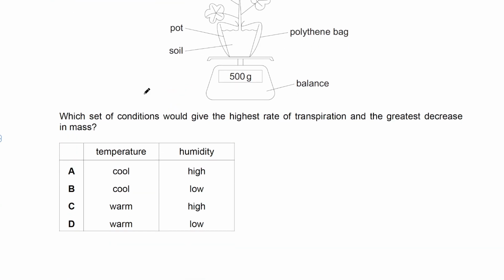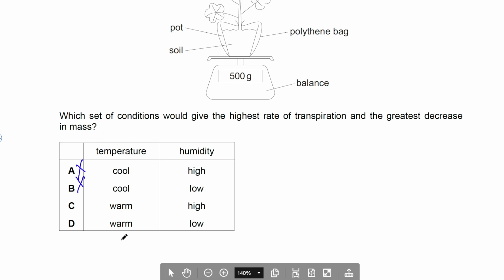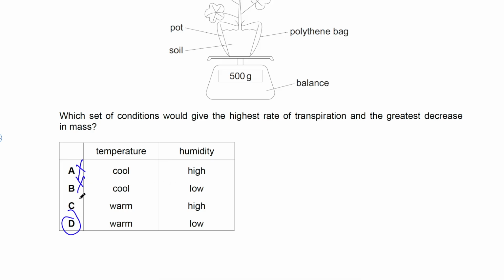So let's see. Temperature cool, cool, so we'll cancel A and B without thinking. Temperature warm, warm, C and D. Yes, we look at them. If the humidity is high, that means the transpiration will not be at a high rate. But if the humidity is low, yes, the transpiration will increase. So the right answer, quickly, is D, not C.